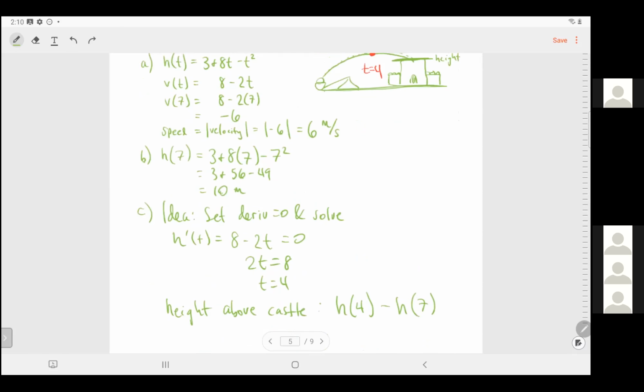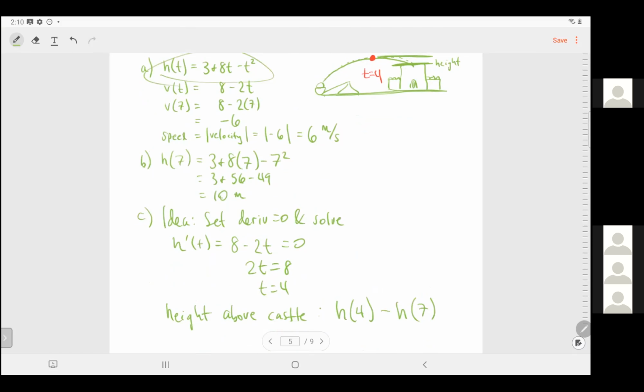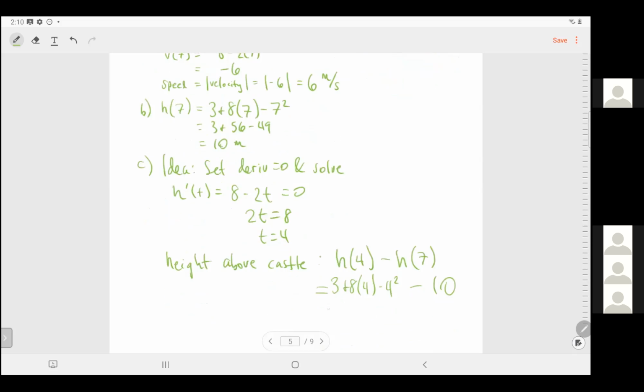Okay, I have h here. If I plug in 4, I get 3 plus 8 times 4 minus 4 squared. And then that's all minus 10, because that's the height of our castle. Okay, so that's 35 minus 16. Again, hopefully I'm doing my arithmetic correctly. That was not supposed to be an equal sign. So it should be 9 meters above the castle, if I did that math correctly.